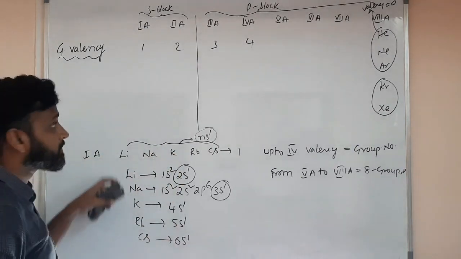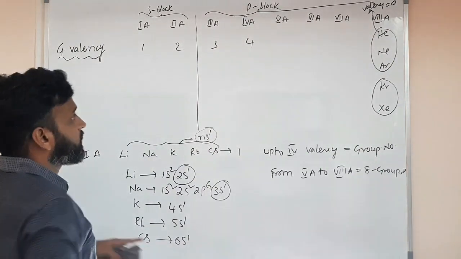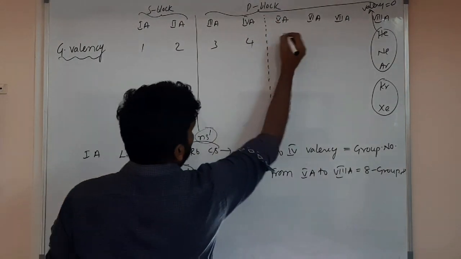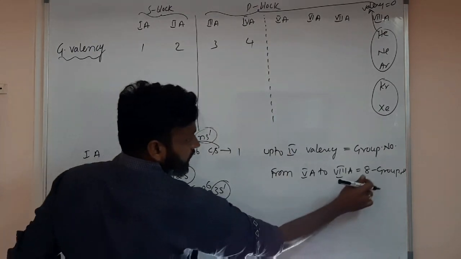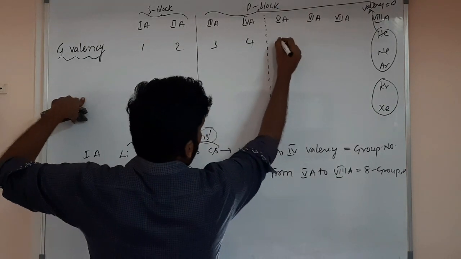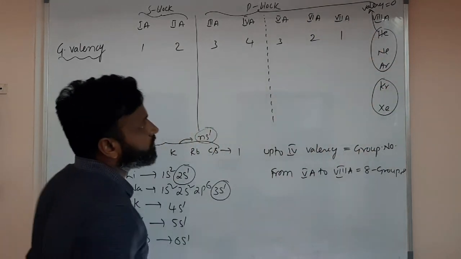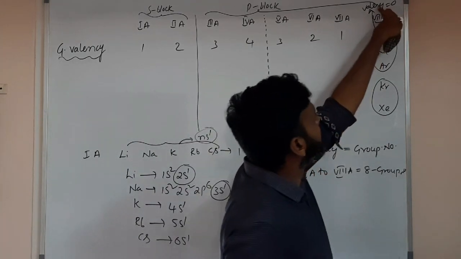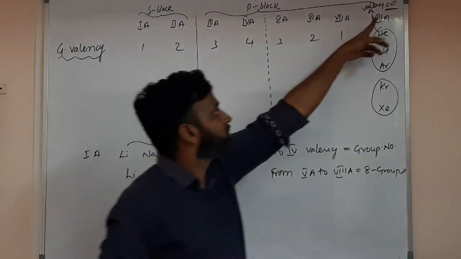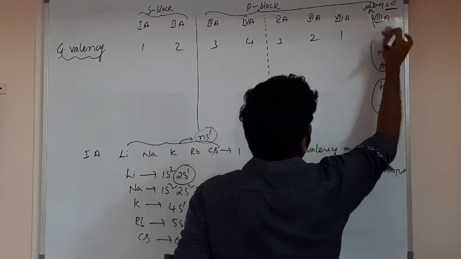Right now I will erase this. So general valency is 1, 2, 3, 4. Got it? From 5A to 8A, I said 8 minus group number is the valency. That means 8 minus 5 is 3, 8 minus 6 is 2, 8 minus 7 is 1, and for 8A it is 0. So general valency is 0. I have written valency is 0 there. Are you able to see what I wrote?